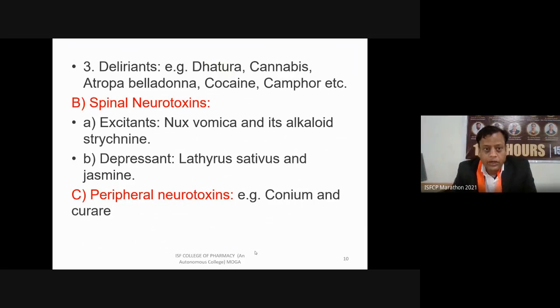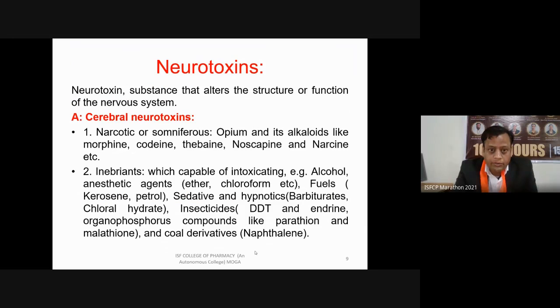Further, some deliriants are also dhatura, cannabis, atropa belladonna, cocaine, camphor. So these are the deliriants, also called hallucinogens. So these are included under cerebral neurotoxins.